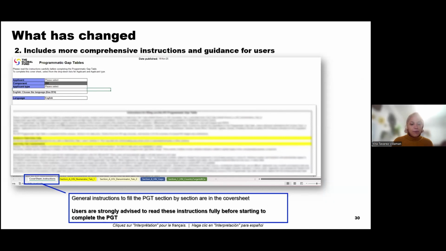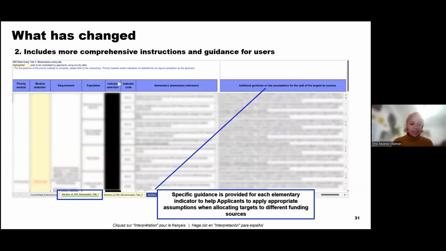One important enhancement to the PGTs for GC8 are more comprehensive instructions and guidance. In the first tab, instructions are provided for each section, and we strongly recommend these are carefully read before completing the programmatic gap table. It also includes indicator-specific guidance in Section A, Tab 1, to support the use of available data in establishing the assumptions to split the targets by sources.